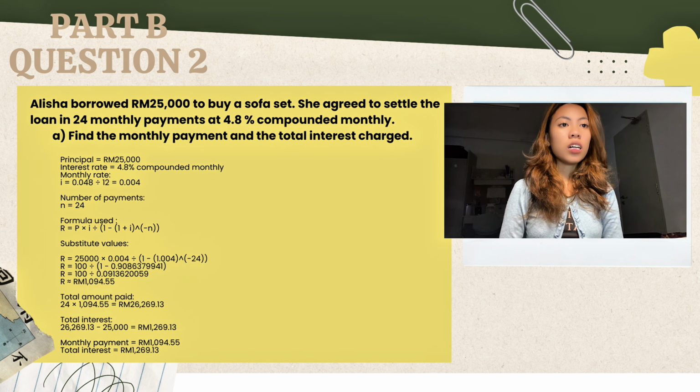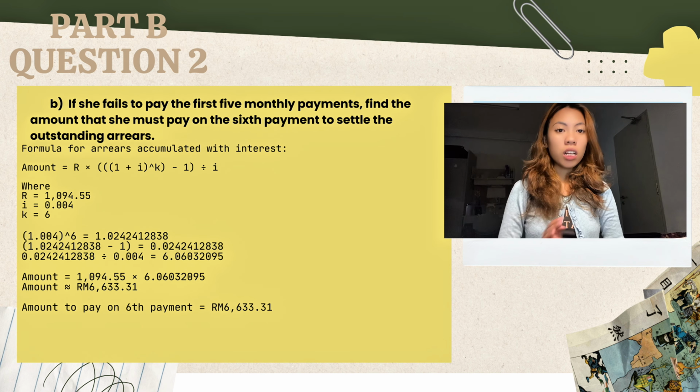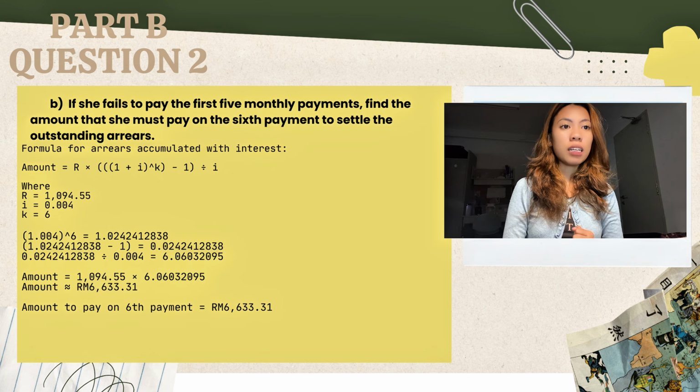So the monthly installment ensures that each month a portion goes towards the interest and the remaining reduces the loan balance gradually until it is fully paid. Next, I'm going to explain question 2B. The situation changed because Alicia missed the first 5 monthly payments.